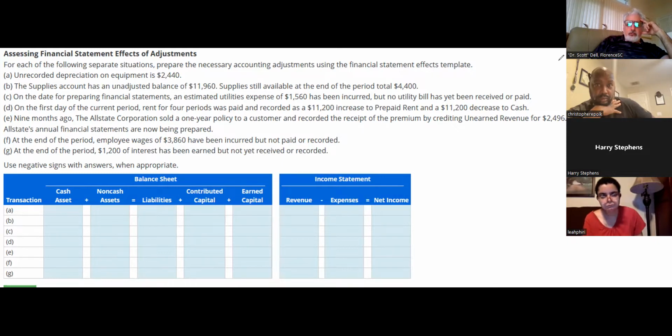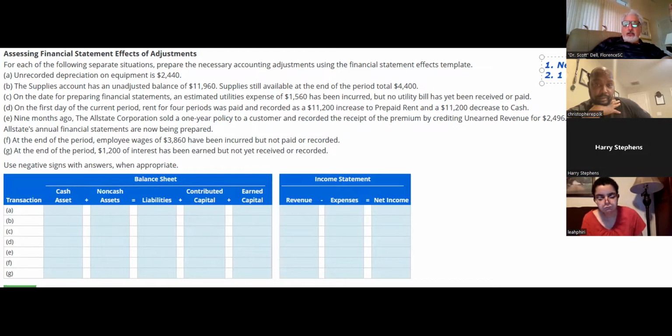Two rules of adjusting entries. One is never which account? Never cash. And the other rule is one and one. What type of account and what type of account? One balance sheet account and one what? Income statement. Them's the rules.